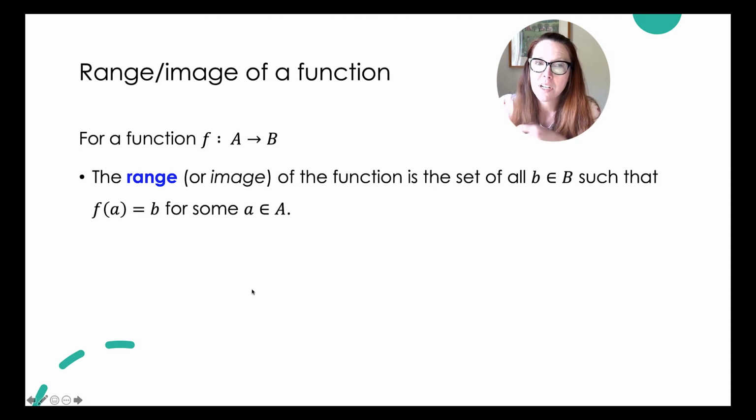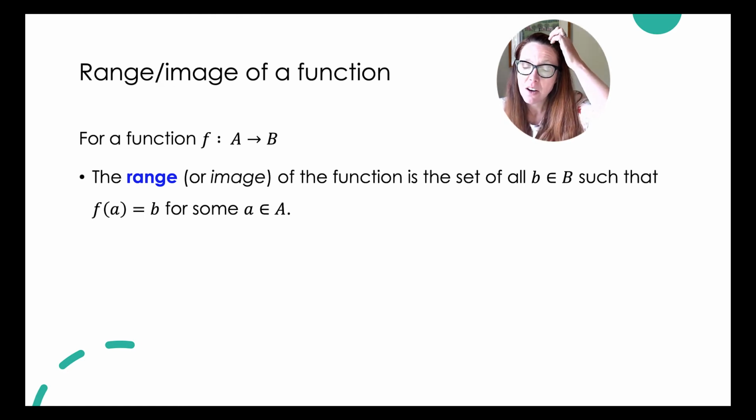So for a given function f mapping from A to B, the range of the function is the set of all the values B within the codomain, such that there is an A from the domain that will map to it.